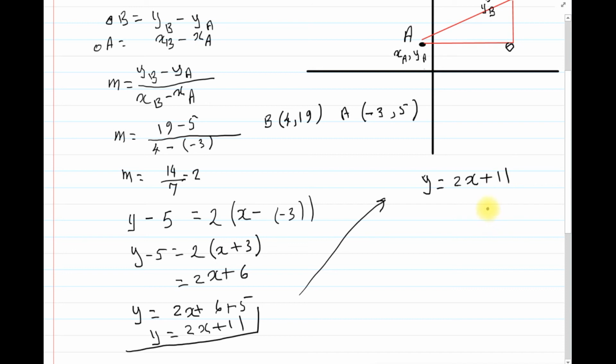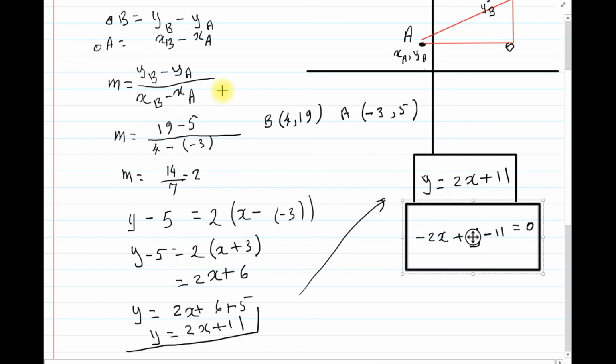Now, if we want it in the form of ax plus by plus c is equal to 0, we'll take everything to the left-hand side. I'll get minus 2x plus y minus 11 equals 0. So our equation is y is equal to 2x plus 11, or minus 2x plus y minus 11 is equal to 0.